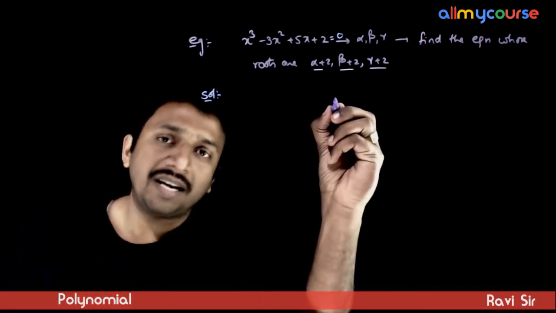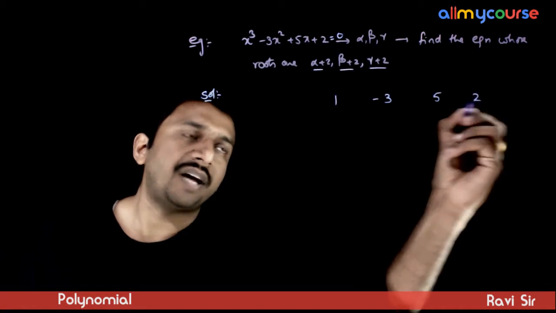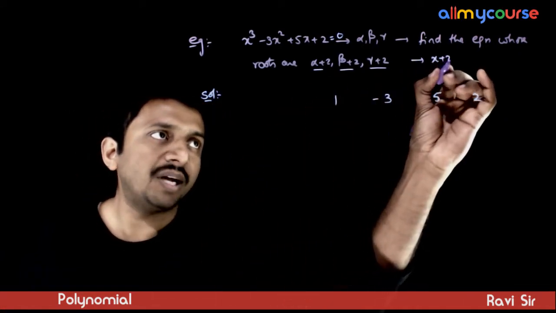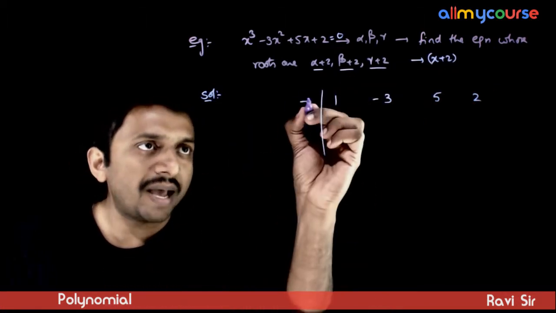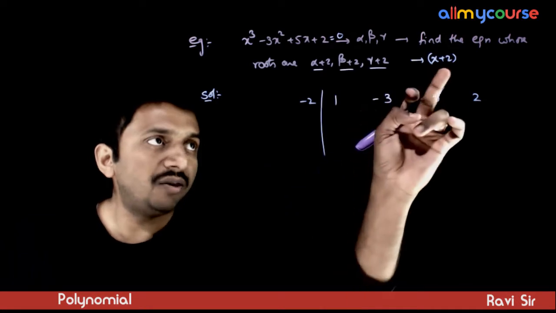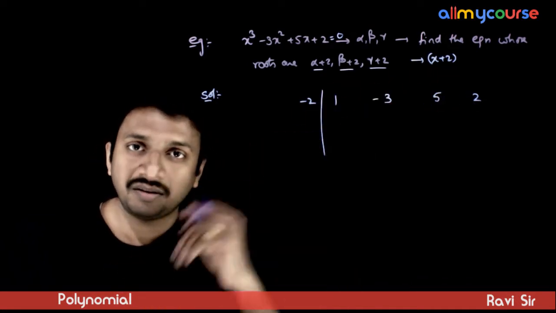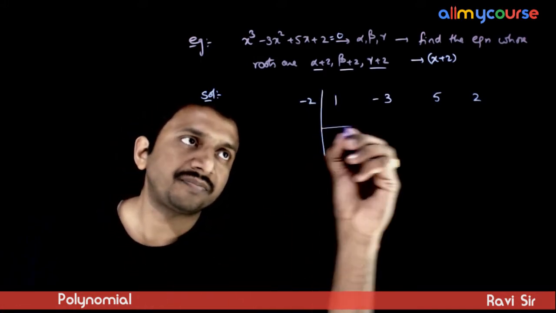So let us use Horner synthetic division for this. 1, minus 3, 5, 2. You need to divide by x plus 2, right? So we use minus 2 here, because you need to change the sign of the constant term. So let us start doing this.